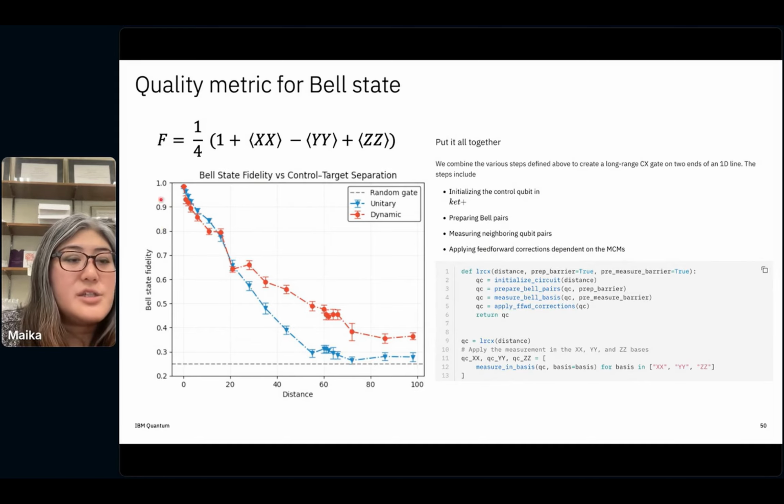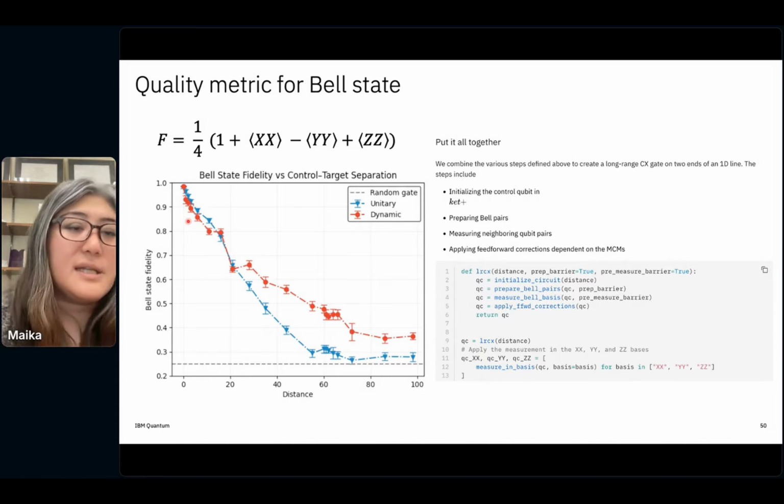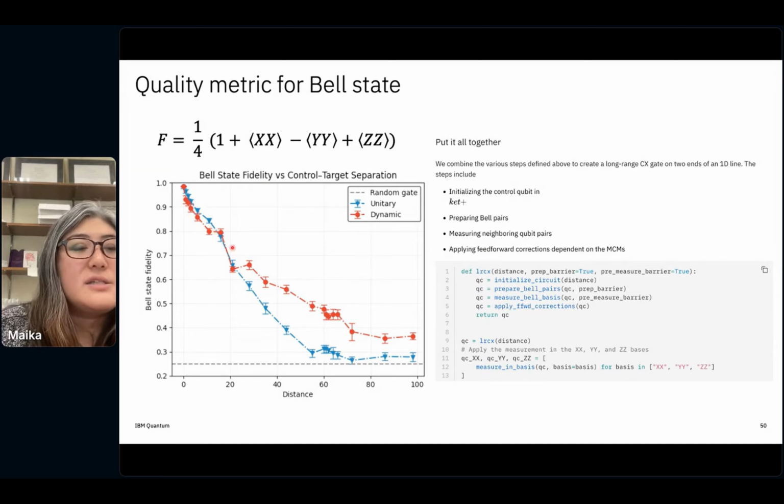So this plot is showing the Bell state fidelity versus the distance. I just took this data yesterday on IBM Boston, and the blue curve is the unitary curve. As you grow in distance, you see the fidelity going down, right? This is expected as you grow the size, you are applying more and more swap gates. So there are more 2 qubit gates, and the depth is much larger. But with dynamic circuits, maybe in the smaller distance it's very similar, or maybe it's a little worse than the unitary case, but it doesn't go down as quickly as the unitary case.